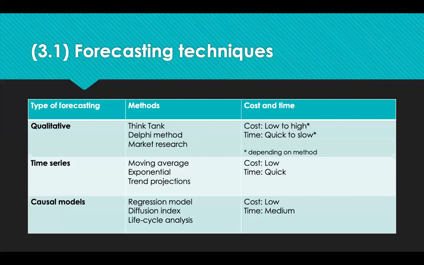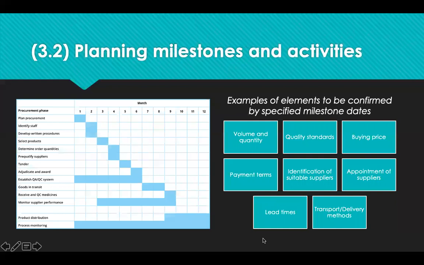Life cycle analysis looks at the likely success of a new product using this traditional S-curve of the life cycle, which looks at the general characteristics of each acceptance phase. So when it goes through the early innovation stage to the early adopters, through to the majority, which is more maturity, to laggards when it goes into decline. And that can be used for the basis of forecasting as well. Again, costs are low, but it's a medium time frame to get that information.